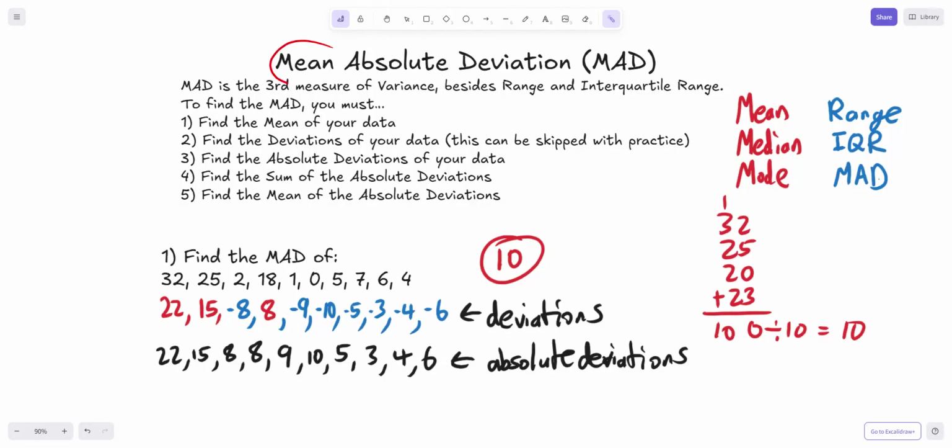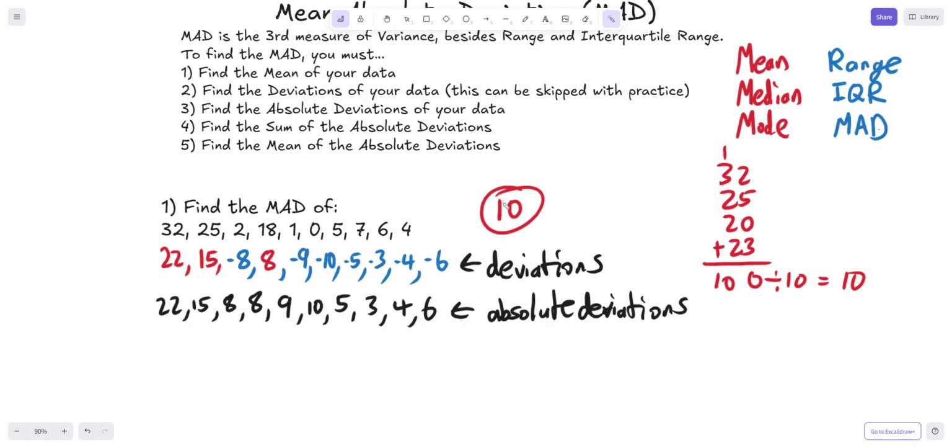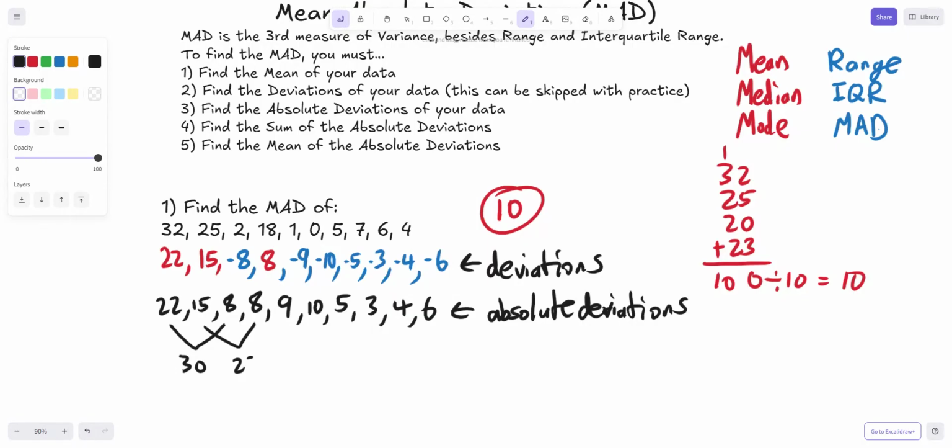Now to find the mean of your absolute deviations, we need to add them up and divide by 10 because there's 10 absolute deviations here, right? So we add them up and divide by 10. So, adding this up, let's see. These two will be 30. These two will be 23. You got a 19, 8, and 10.